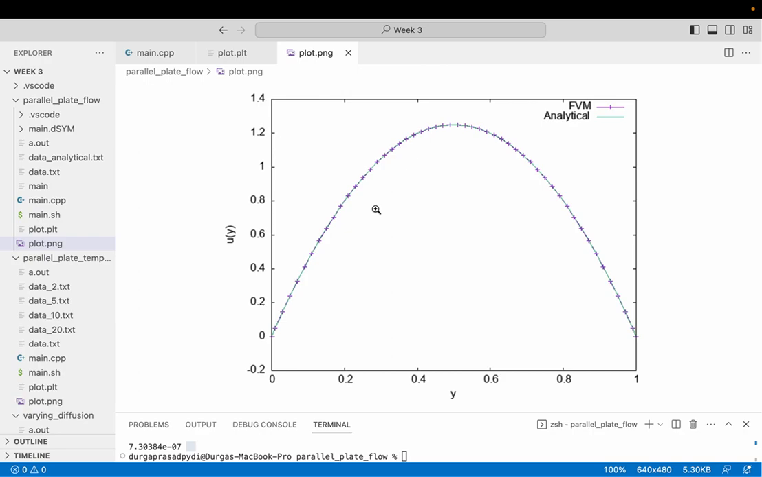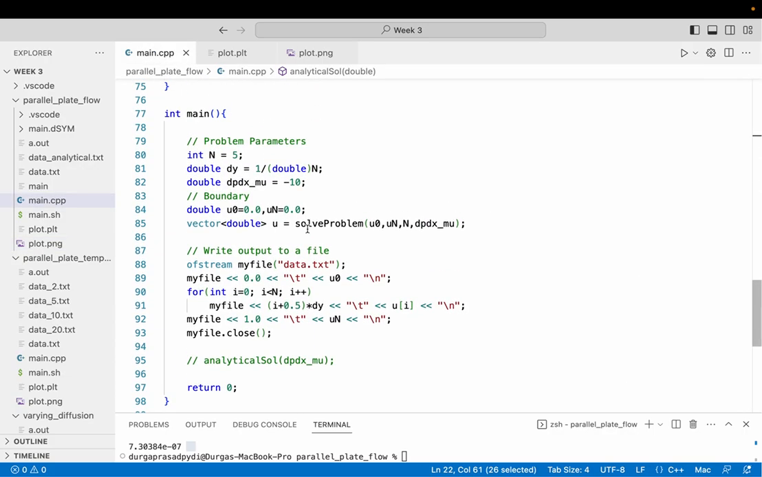They are already quite well matching with each other just for 5 nodes. It just matched, but in general problems it might not, so you have to check by increasing your number of nodes. This is where convergence comes into the picture. You try to refine your mesh and see whether your results are converging.